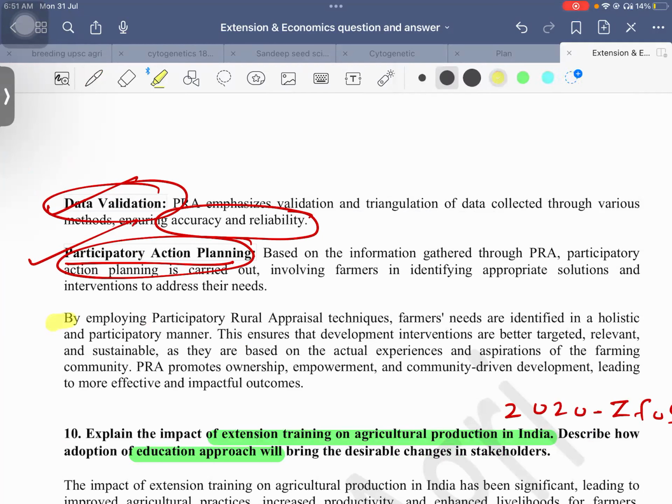So what is the conclusion? By employing participatory rural appraisal, farmers are identified in a holistic and participatory manner. It ensures that they are better targeted, and what they need is provided to them. Based on the actual aspirations and needs, the community is taken into account in a community-level approach.